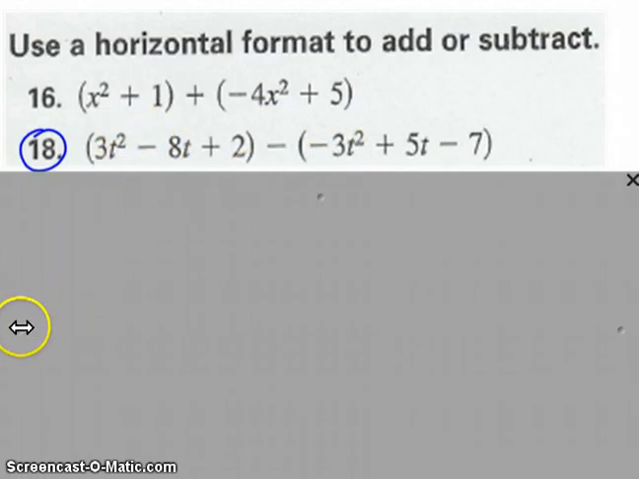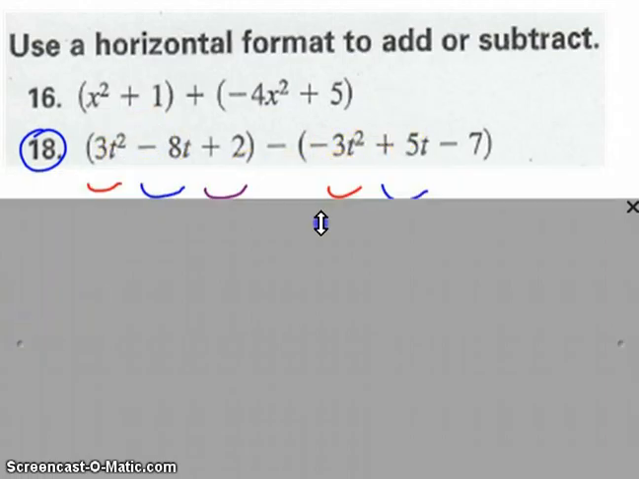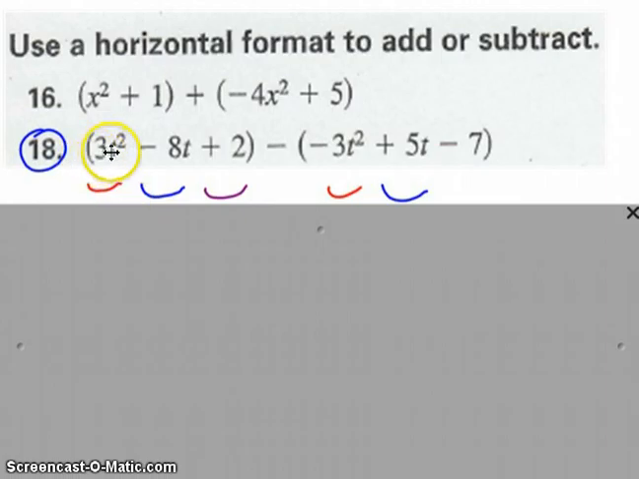So the first thing I'm going to write down, yep, the reds are going to match. Are these t squareds matching up? Notice that the ones I've underlined in blue here also match, t and t.